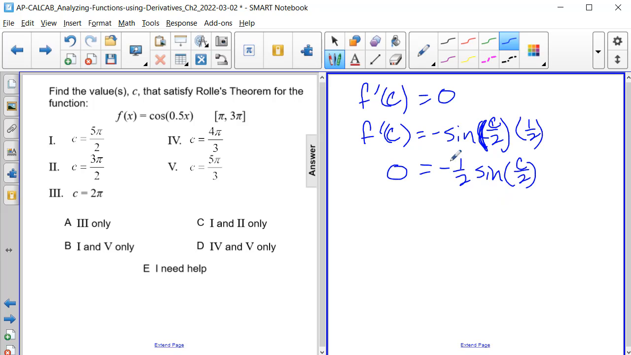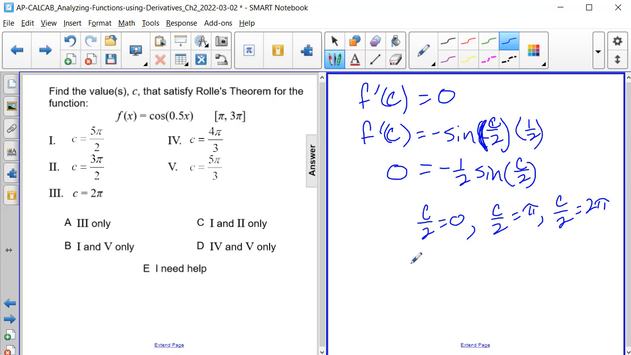Well, the coefficient of negative 1/2 doesn't really have anything to do with it. It's going to be, where is the sine of c over 2 going to be equal to 0? So we have to think of where the sine curve is equal to 0. Well, the sine curve can be equal to 0 when the angle is equal to 0, where the angle, or c over 2, is equal to pi, and potentially where it's equal to 2 pi, and we can continue and do 3 pi, 4 pi if we need to.